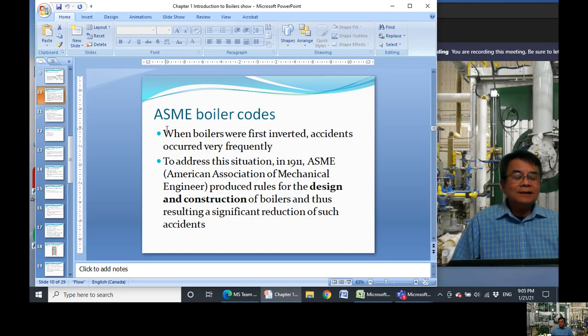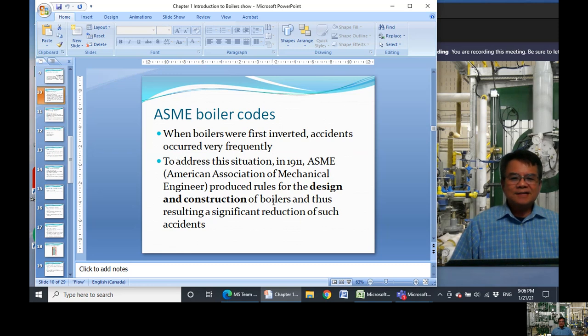So in 1911, the American Society of Mechanical Engineers in the U.S. produced a rule book for the construction and design of the boiler. After this, the accidents dropped a lot, from a few thousand to probably under 100, something like that. So that is a lot of improvement there.